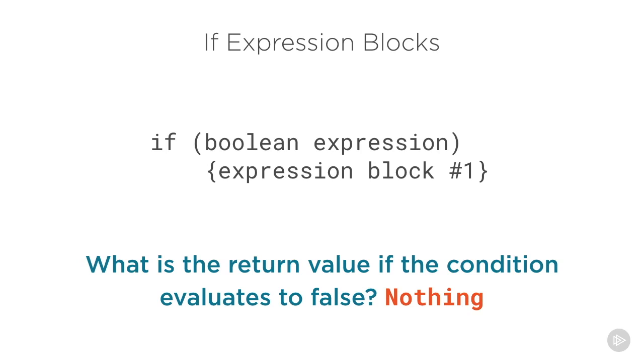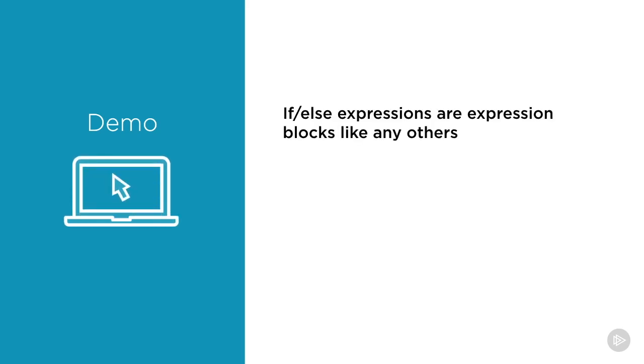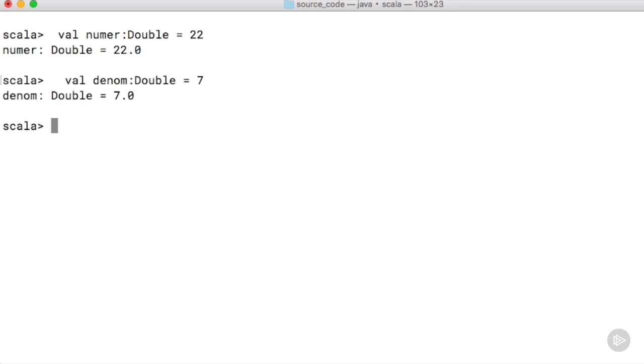Let's check out if-else expressions in action with a really simple demo. The point of this demo is to drive home that if-else expressions have return values, which means that they can be on the right-hand side of assignments. Let's start by initializing two values called numer and denom with the values 22 and 7 respectively.